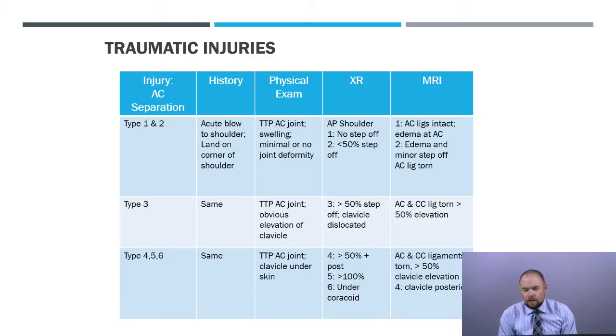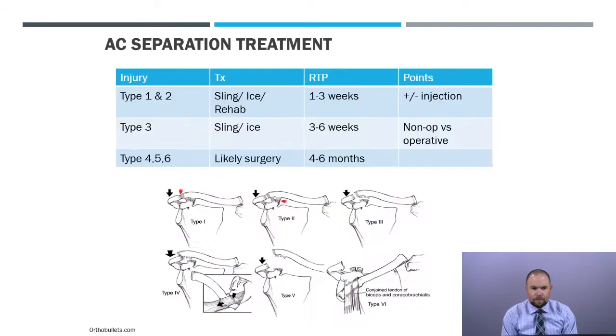And your high grade injuries are going to typically get more damage to the ligaments. So type 3, you'll likely have some tearing of both the acromioclavicular and the coracoclavicular ligaments, and then that elevation will also be noted. And then in the higher grades, both those ligaments will be torn, and even potentially have a posterior clavicle as well.